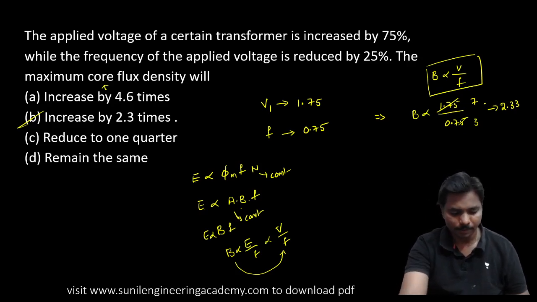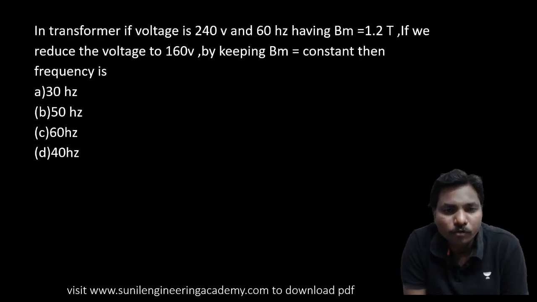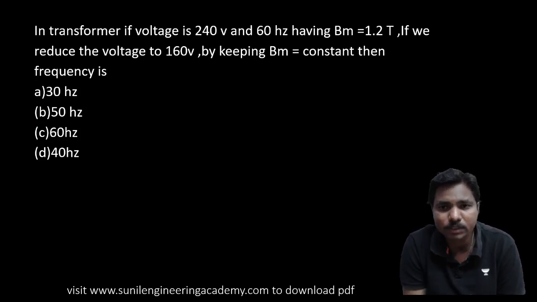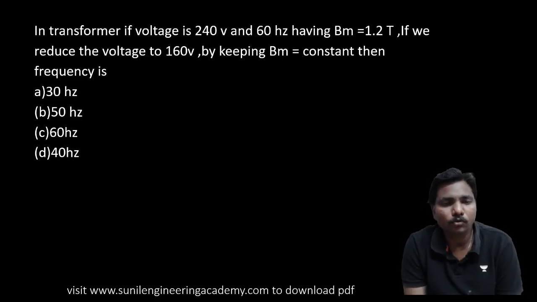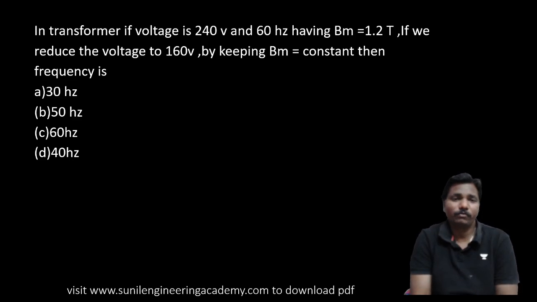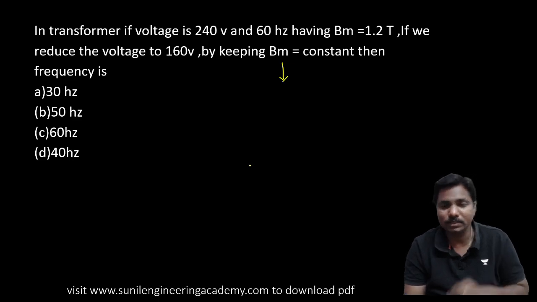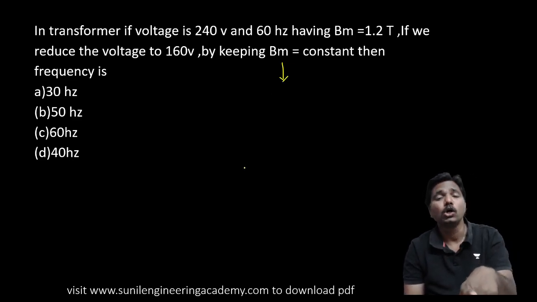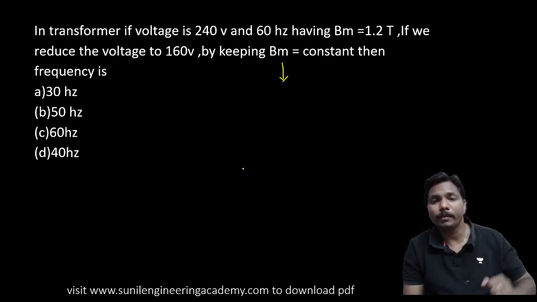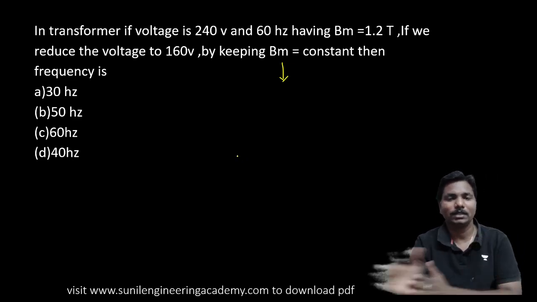Coming to the next question. In a transformer, the voltage is 240 volt, 60 hertz, having B max of 1.2 Tesla. If we reduce the voltage to 160 volts by keeping B max constant, then what will happen to the frequency? First of all, you have to pause the video and try yourself. After that only, check with my answer. Just don't watch blindly.